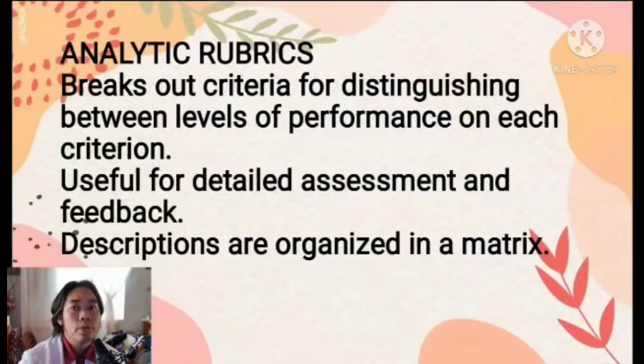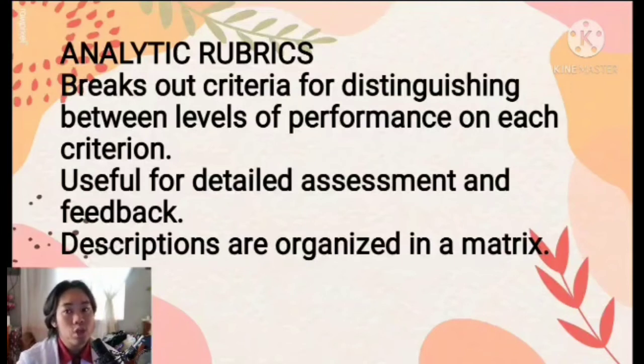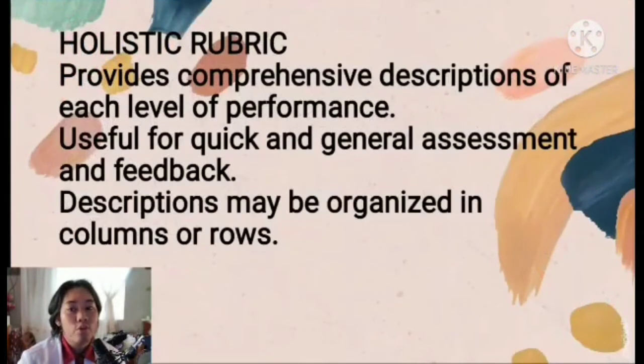Now, analytic rubric breaks out criteria for distinguishing between levels of performance on each criterion, useful for detailed assessment and feedback. Descriptions are organized in a matrix. Basically, an analytic rubric has two or more criterion and each criterion has its own level of performance. For example, it starts from improvement, fair, then excellent. Now, on the other hand, holistic rubric provides comprehensive descriptions of each level of performance. It is useful for quick and general assessment and feedback. The descriptions may be organized in a column or row.